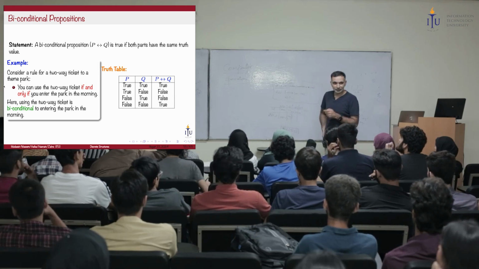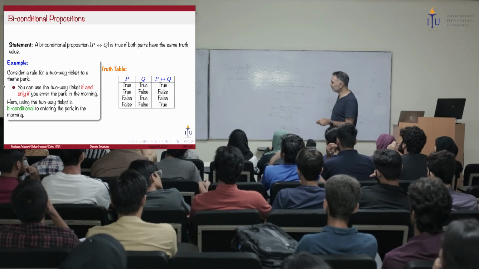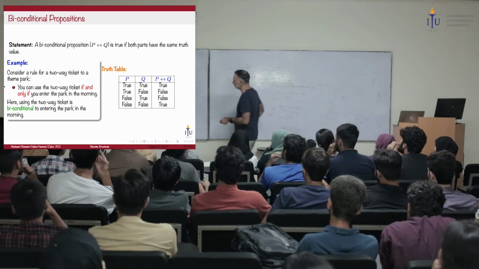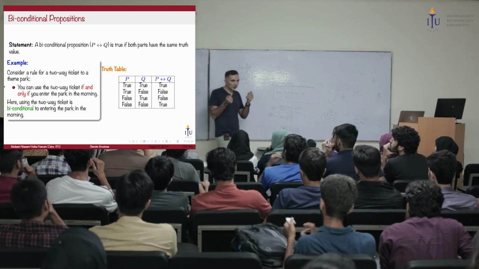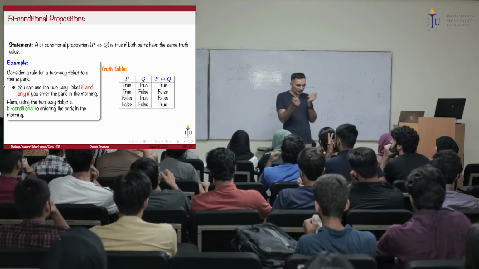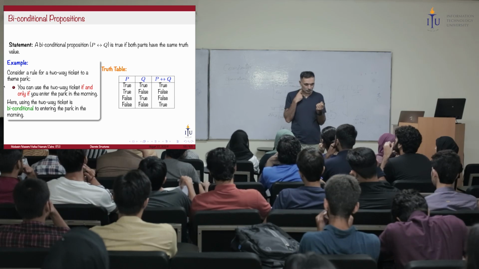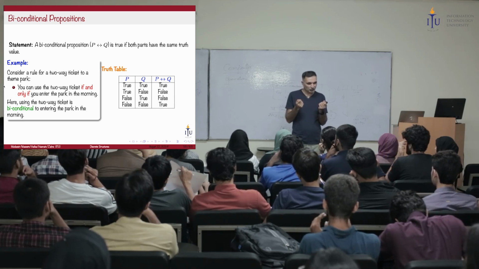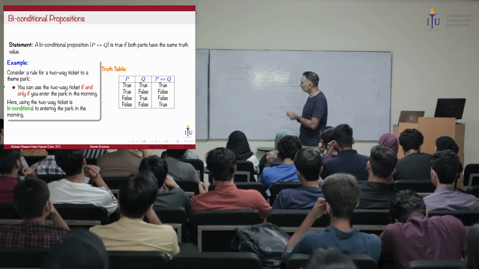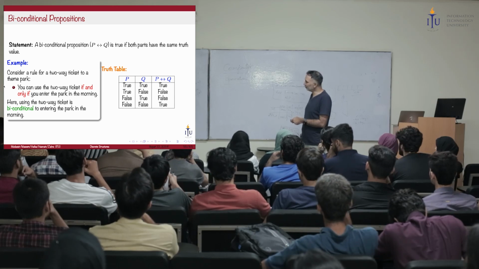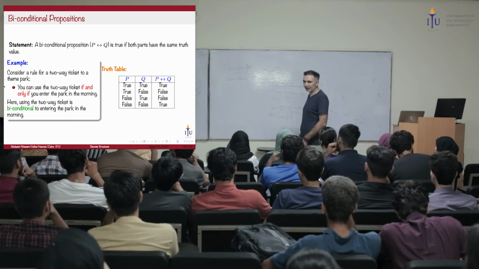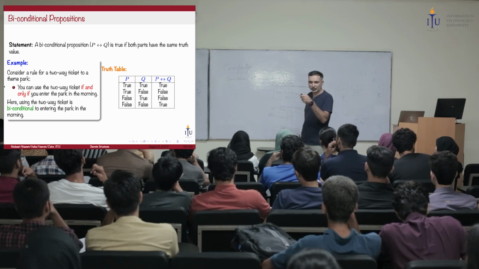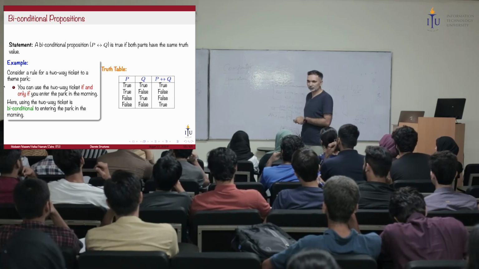Vertically. Sorry, what? What's the difference between this and conjunction? So the difference is, for example, this part. When both of them are false, the biconditional is true. Conjunction would be false. If you want to relate it, this is the opposite of exclusive OR. Biconditional is the negation of the exclusive OR.